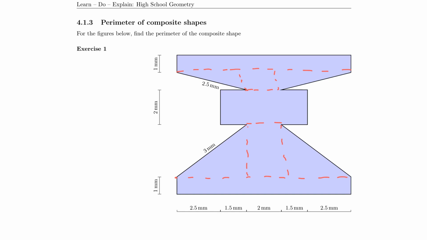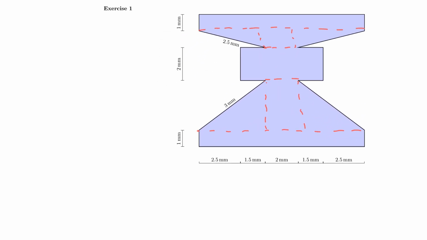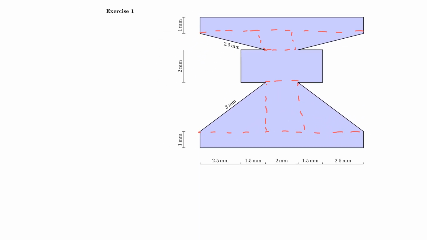So that's the concept of composite shapes: shapes that are made out of the union of many smaller shapes, right? Like basic shapes, like rectangles, squares, triangles, things that we can calculate easily. Okay, so the goal in here is to find the perimeter of this shape. So let's go ahead and work on it.